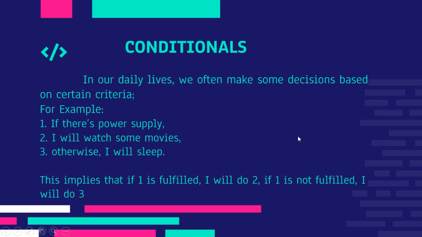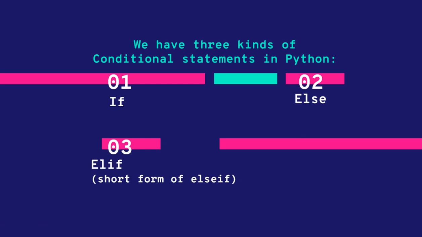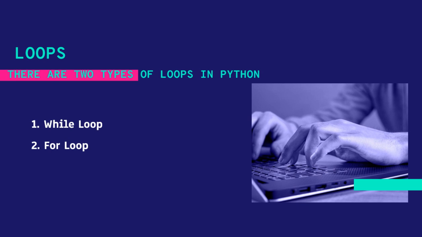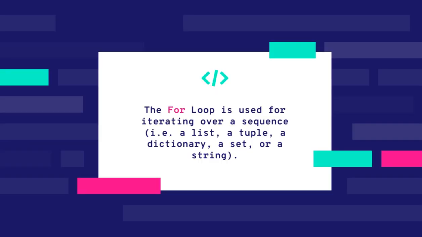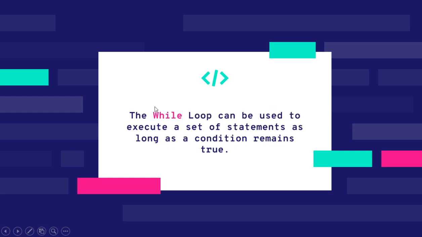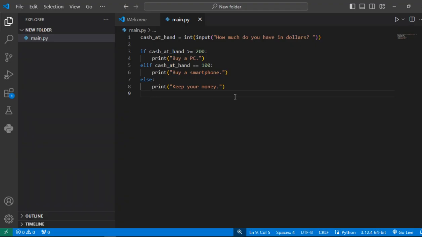So now we've just discussed conditionals, the if, else, and the elif, or how we can use them. Now, I want to talk about loops. In Python, there are two types of loops. We have the while loop and the for loop. The for loop is used for iterating over a sequence, that is, maybe a list, a tuple, a dictionary, a set, or a string, while the while loop can be used to execute a set of statements as long as the condition remains true. So let's jump right into that.